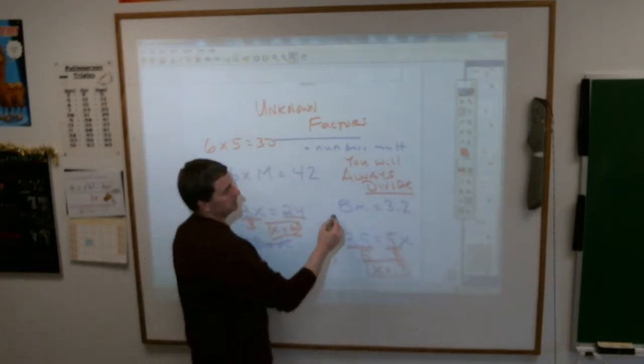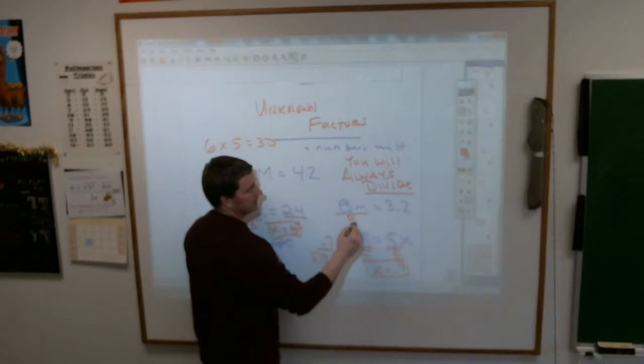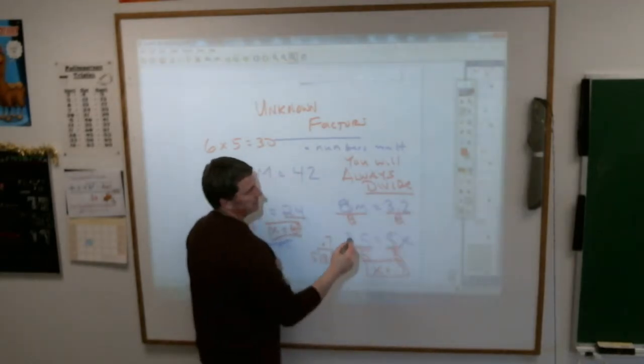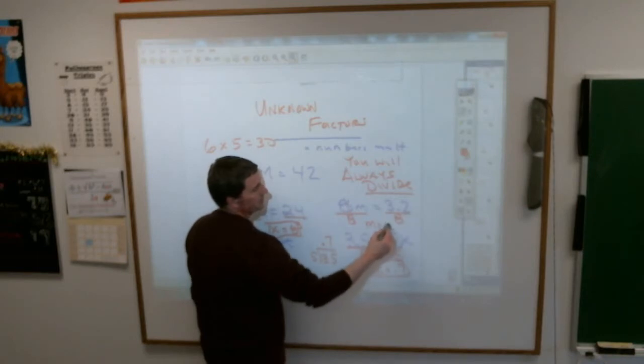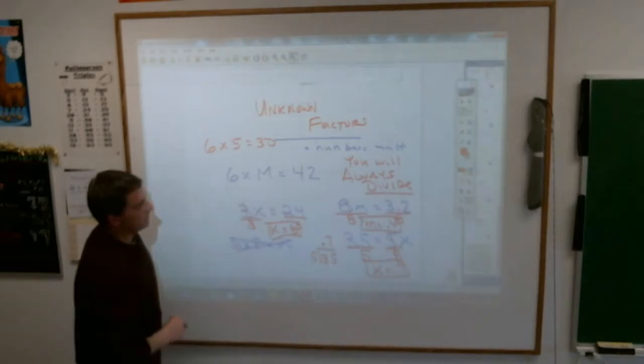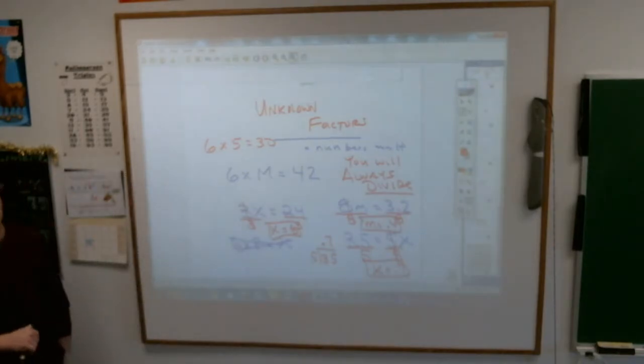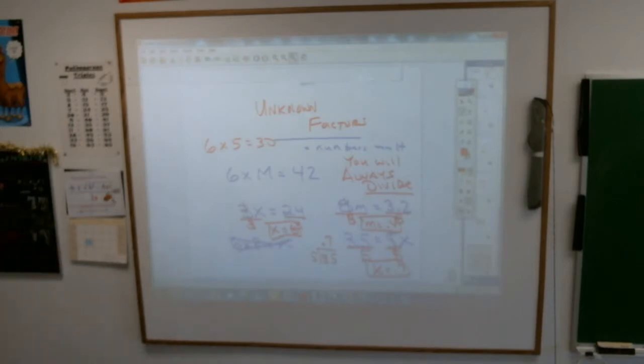What do I do here? Put a line, divide by 8, divide by 8. M is going to equal, anybody? 0.4. Hopefully you can get that. This is your step number 1 of solving equations. These are multiplication equations. Guess what you do to solve an addition equation? Always do the opposite. That's another rule.